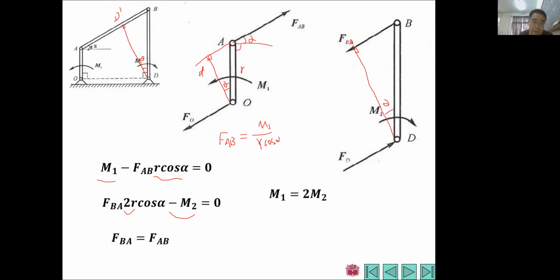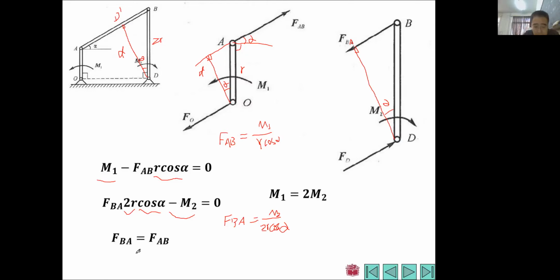Actually, maybe you can use another method to find that this angle should be alpha. If we know that, then this D will be double R times cosine alpha here, right? So we have double R times cosine alpha times FBA, minus m second, equals 0. So once again, FBA should equal m second over double R times cosine alpha.